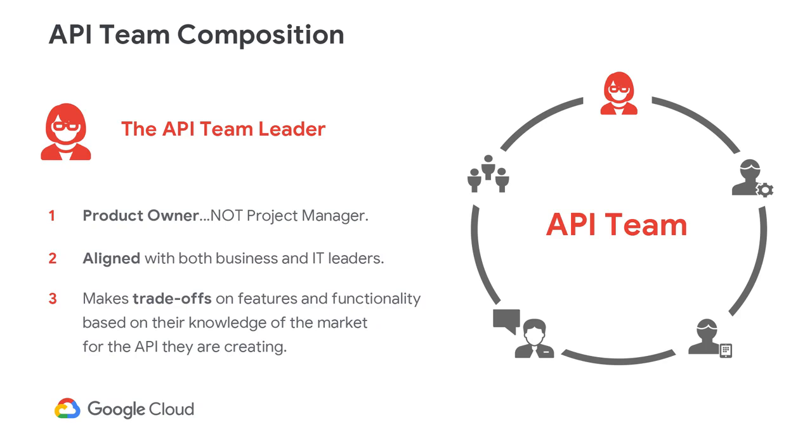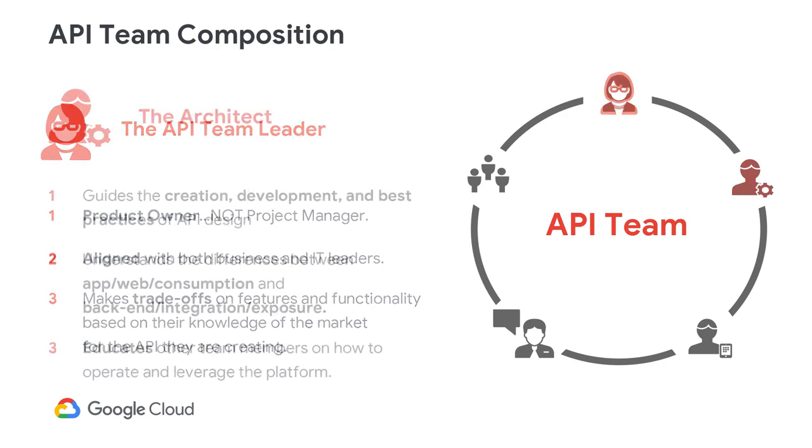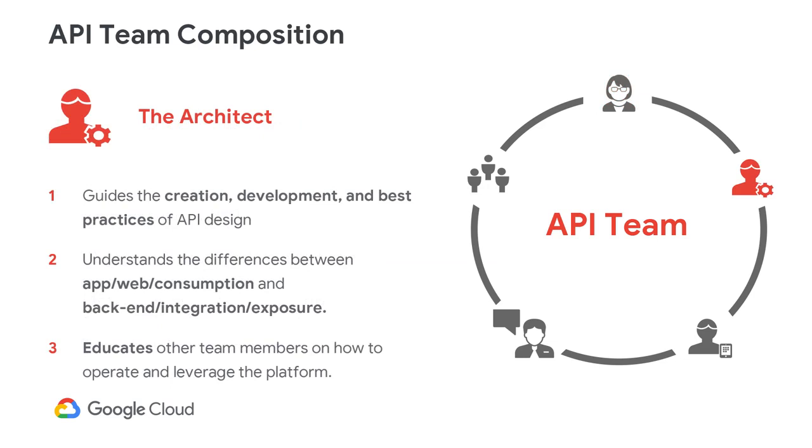When it comes down to it, the team leader will be the one that makes the call if trade-offs are needed in the event that the API team doesn't have the bandwidth to complete all the items. The architect is critical to the API team.